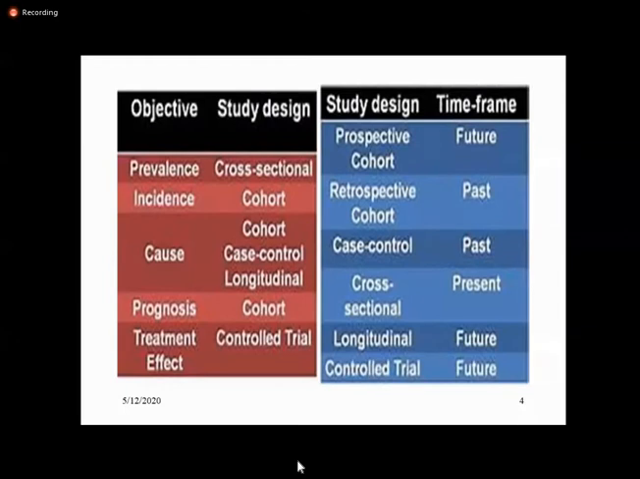Then come to the other perspective regarding the time frame. When you want to see the effect of a risk factor or exposure on a person or population, and you want to see it in the future, this is called prospective. So in that case, the prospective cohort is the good one. Cohort studies we divide into two: prospective and retrospective cohort.